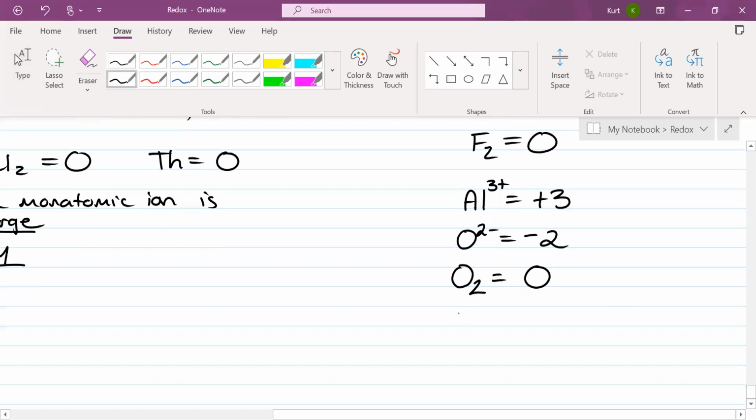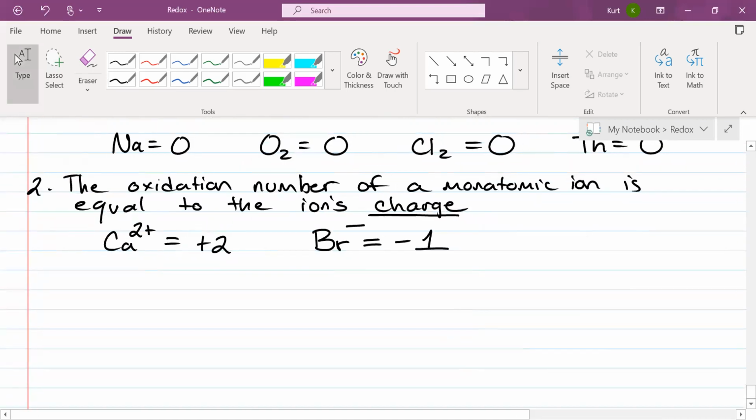Max, what is the oxidation number of that? +5. Jade, what is the oxidation number of that? Correct. Okay, good. Let's go to number 3.